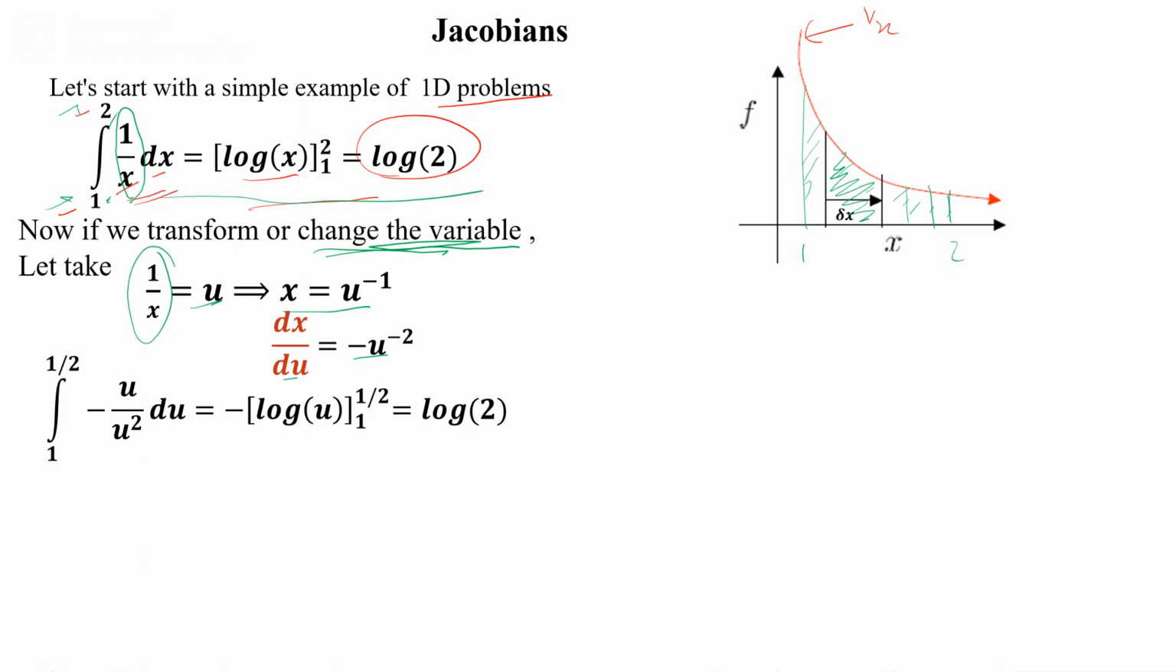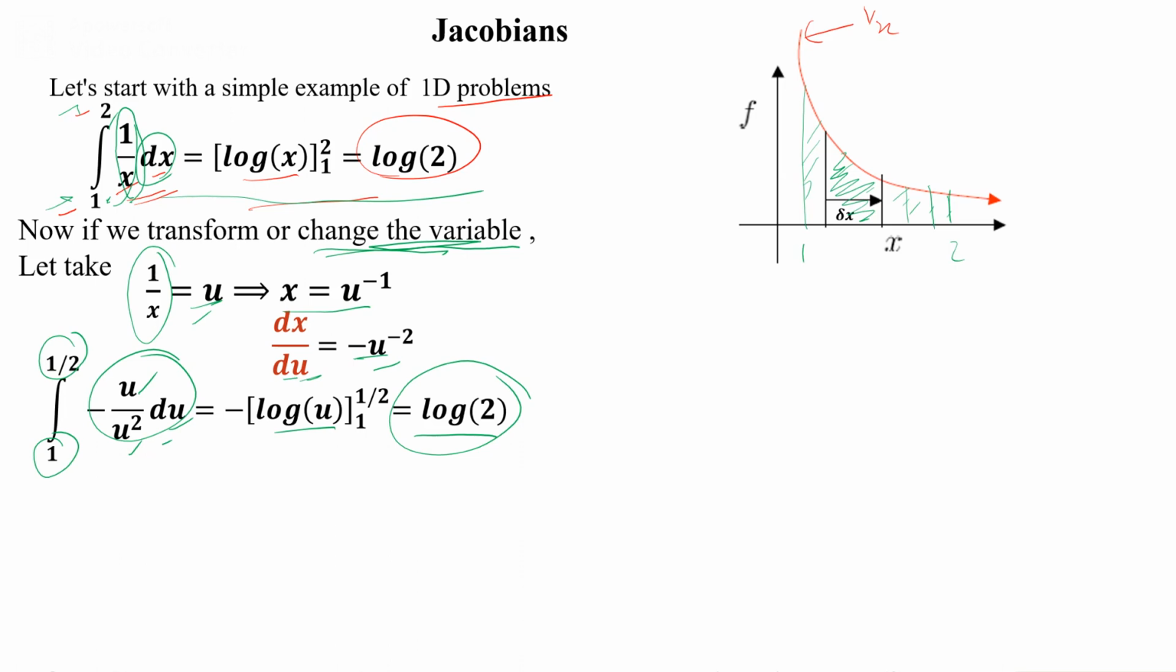So what we obtain here: the limits are 1 and 1 by 2, in place of 1 upon x we substitute u, and in place of dx we write minus u power minus 2 du, or we can say du upon u square. After integration we obtain the same value, that is log 2.